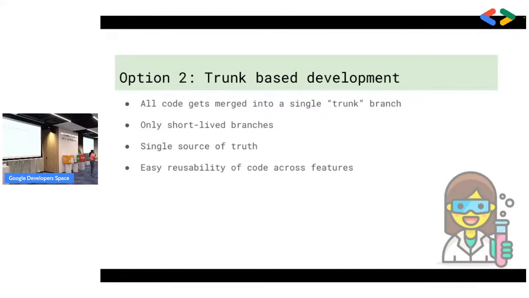There's always a single source of truth. So remember that diagram we saw with multiple branches and you don't know at what point which is the most up-to-date one? Here you don't have that problem because everything's always going into that one single branch, which is your master. And of course, that means everyone always has visibility on what other people are doing because everything's being merged back to master. There is easier reusability of code across different features and across different development teams even.